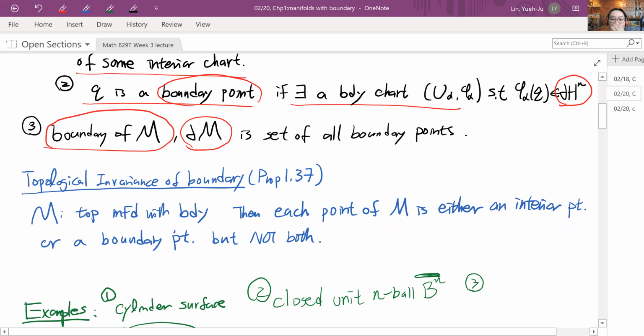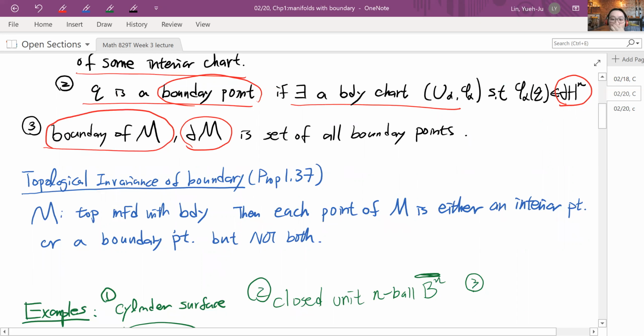It can possibly include topological manifold, right? But we only call it a topological manifold when the boundary is actually empty. So we actually want to distinguish these two, because they're quite different. One is locally Euclidean, the other is locally H^n in some sense.